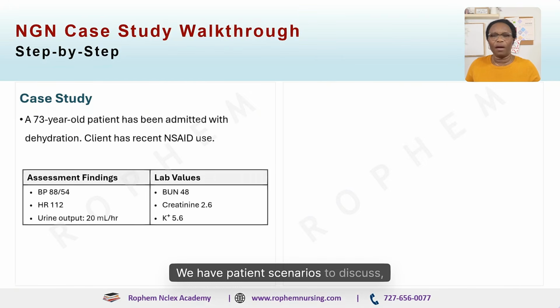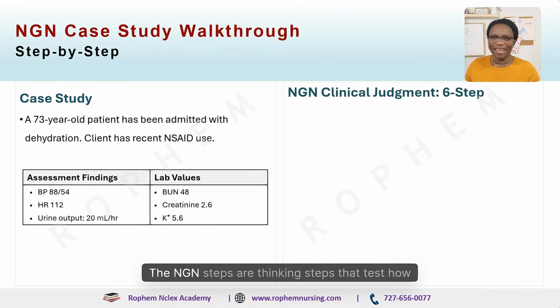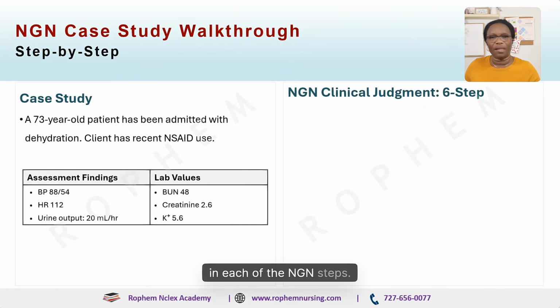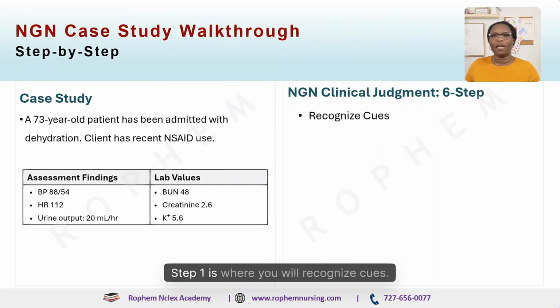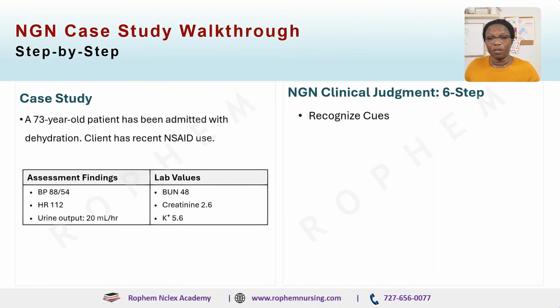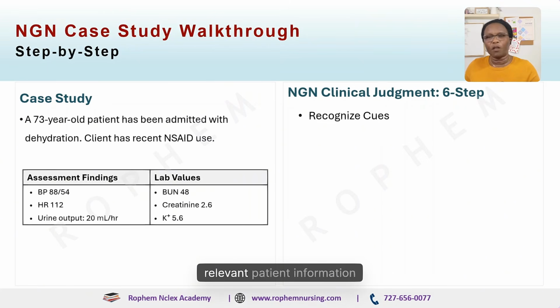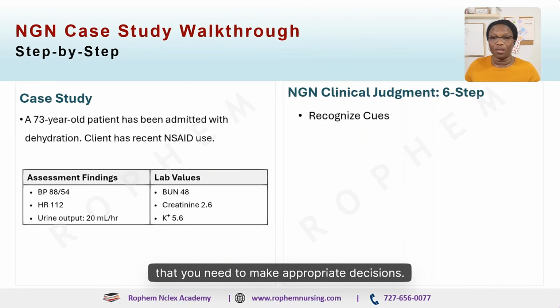We have patient scenarios to discuss, and we are going to answer questions based on the 6 steps in the NGN clinical judgment. The NGN steps are thinking steps that test how well you can make clinical judgment. Don't forget what you are doing in each of the NGN steps. Step 1 is where you will recognize cues. You will identify relevant patient information that you need to make appropriate decisions.